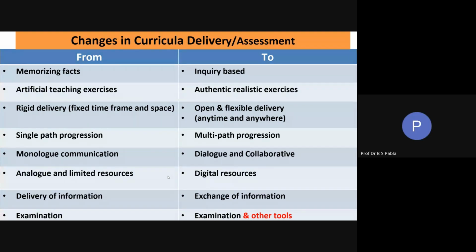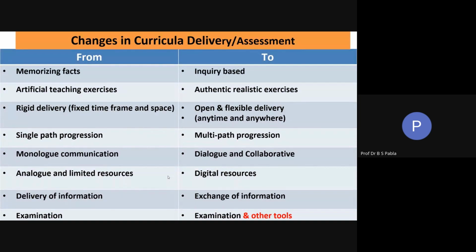memorizing facts has moved to inquiry-based learning, and artificial teaching exercises to authentic ones. Artificial is not artificial intelligence; it means not real. Earlier we had non-real teaching exercises, now we want authentic, real exercises. Earlier rigid delivery, with a fixed time frame and fixed sequence. It is now open and flexible delivery. You can check, and if there are no prerequisites, you can start from chapter 7 teaching, if you can do that.